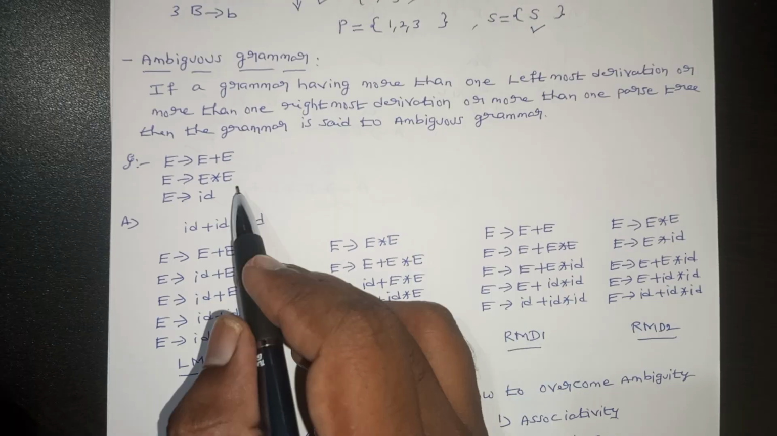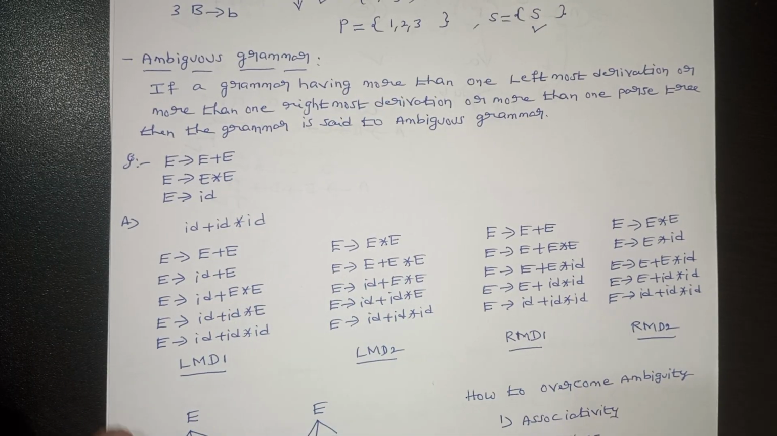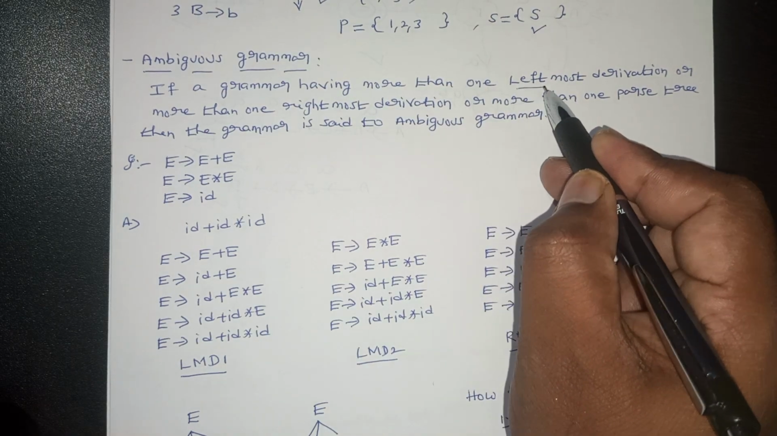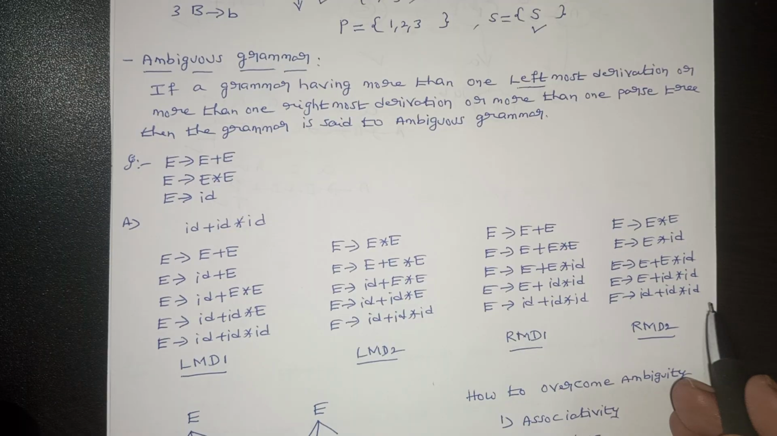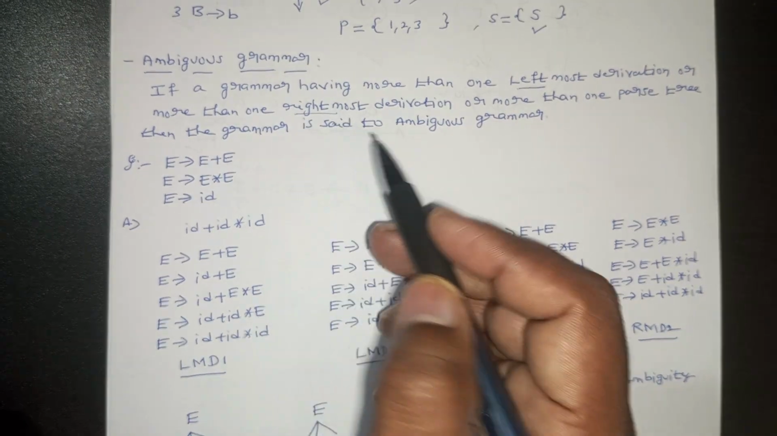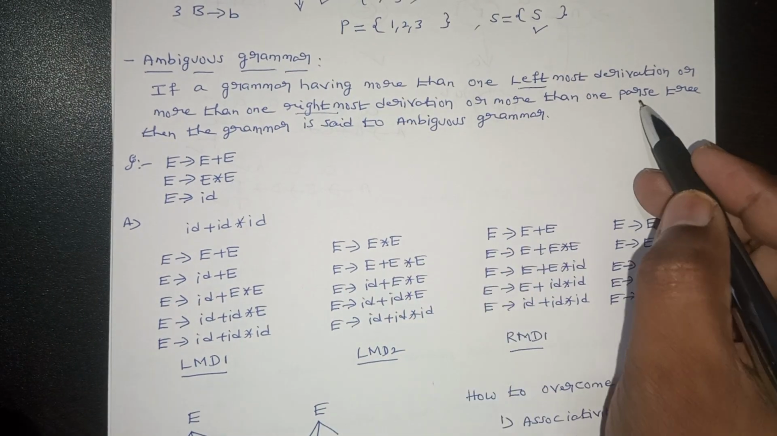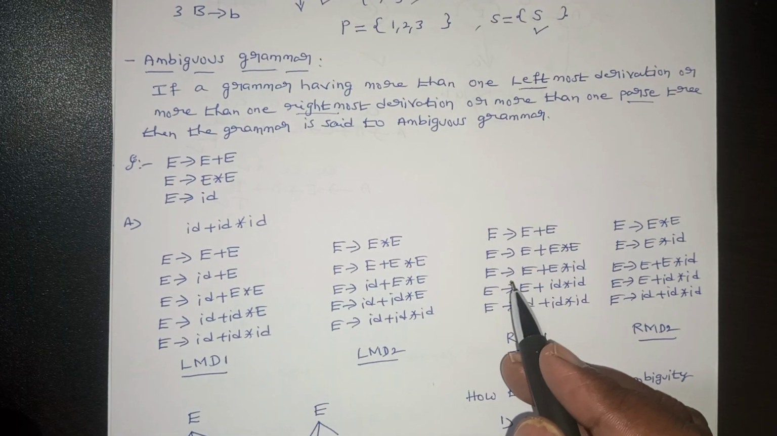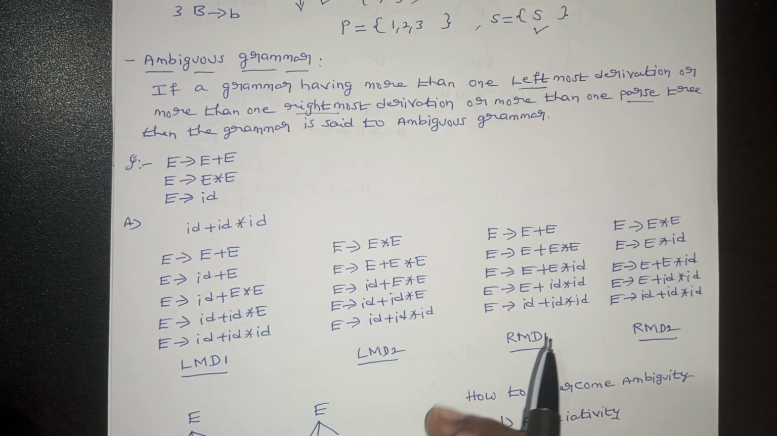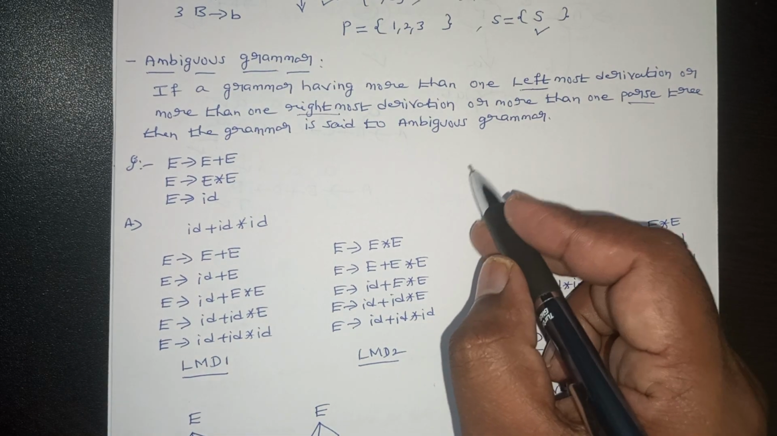Now I have to check whether the grammar is ambiguous or not. How to check? If I find more than one LMD, that is leftmost derivation, or more than one RMD, nothing but a rightmost derivation, or more than one parse tree, then the grammar is said to be ambiguous. So generally, what is the meaning of ambiguity? Nothing but a doubt.